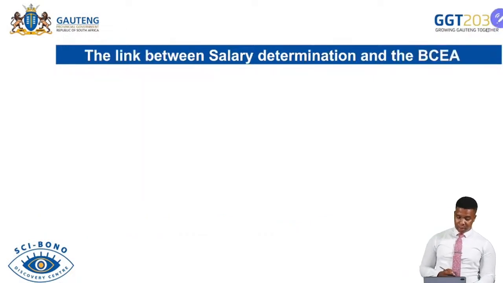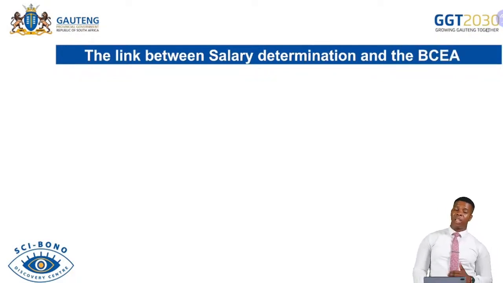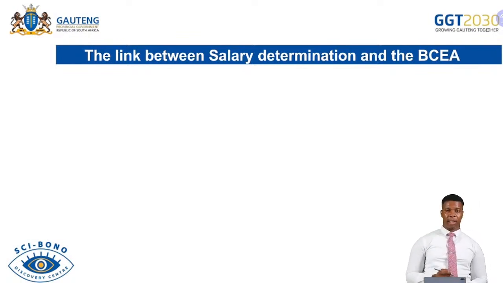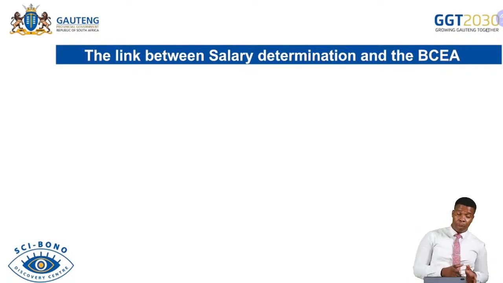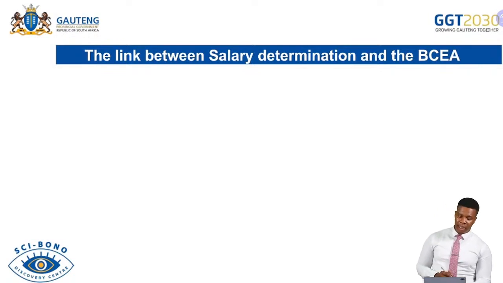Then as we proceed, we have the link between salary determination and the basic conditions of employment, to say when salary is being determined, there's a link with the labor law called the Basic Conditions of Employment Act, which determines the conditions of employment which the contract is based on. So as a human resource manager, remember, you're in charge of the workers, you're in charge of making sure that they are remunerated fairly. So you need to look into the Basic Conditions of Employment Act and how it links with salary determination.